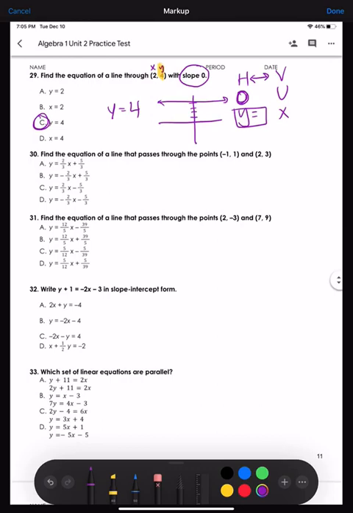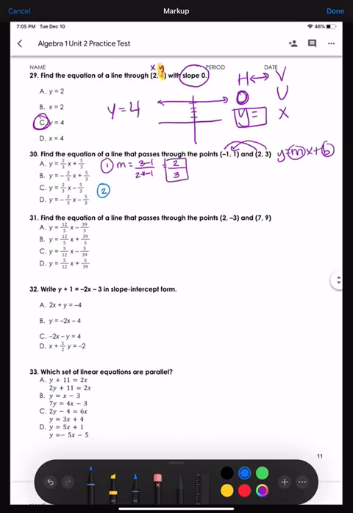Number 30, find the equation of a line that passes through the points (-1, 1) and (2, 3). So I'm giving you 2 points. If we're trying to put these in y equals mx plus b, you don't have m and you don't have b. So we've got to find both and plug them in. To find m, I'm going to use the slope formula. I gave you 2 points, so you're going to do y2 minus y1, 3 minus 1 on top, divided by 2 minus -1. 3 minus 1 is 2. 2 minus -1 is like 2 plus 1, so it's 3. So my slope is 2/3.